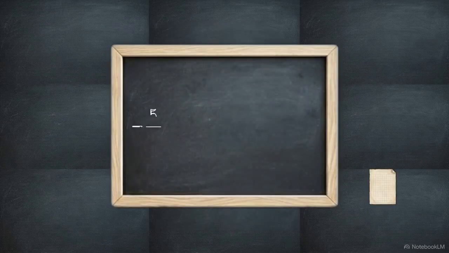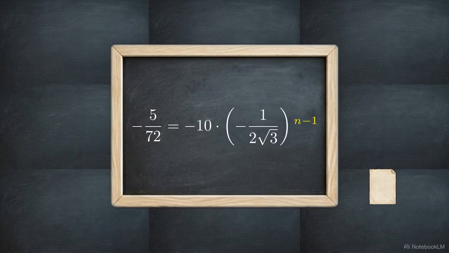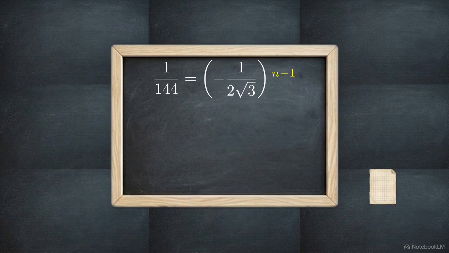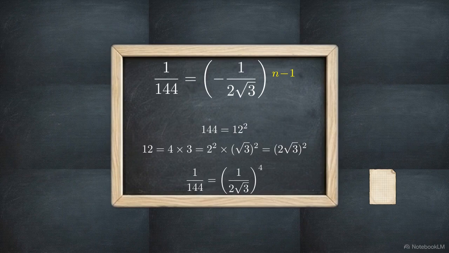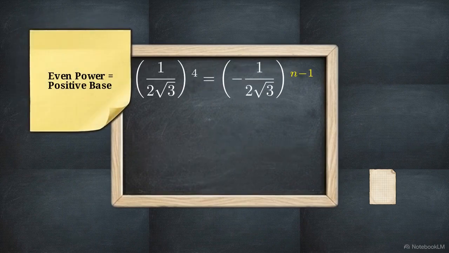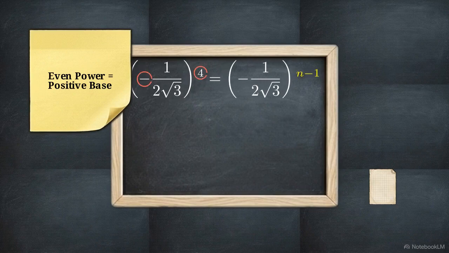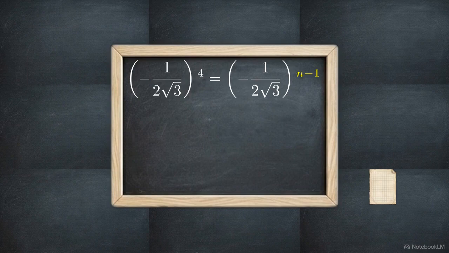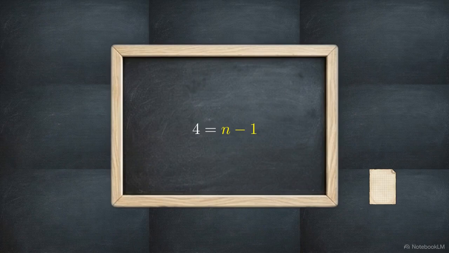Let's apply this to a complex problem. This algebraic breakdown shows the search for the position, or n, of a negative fraction within a GP that has a negative common ratio of minus 1 by 2 by 3. Notice what happens to the negative sign in this specific step. When the power is an even number, like 4, a negative base yields the exact same positive result as a positive base. Because of this algebraic rule, we can rewrite the base to perfectly match the other side of the equation. Once the bases are identical, we drop them entirely and equate the exponents to find our position.